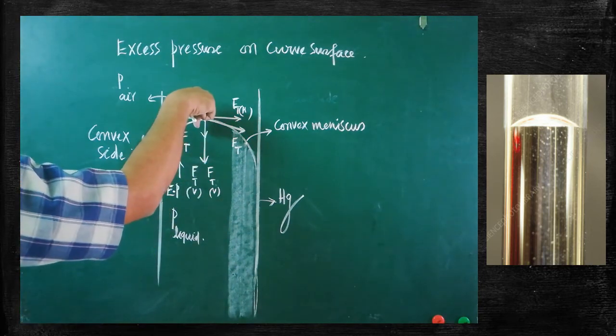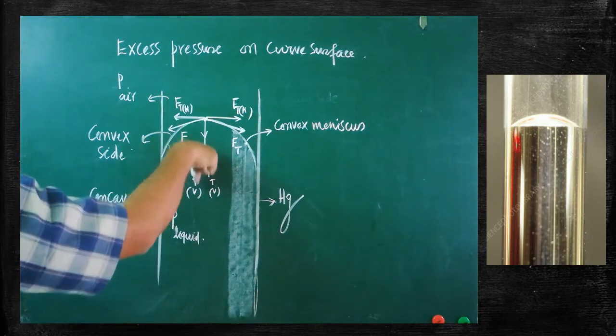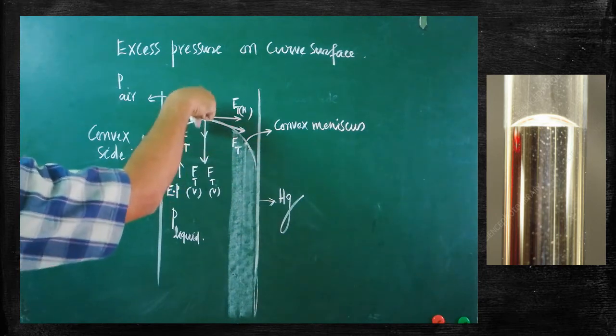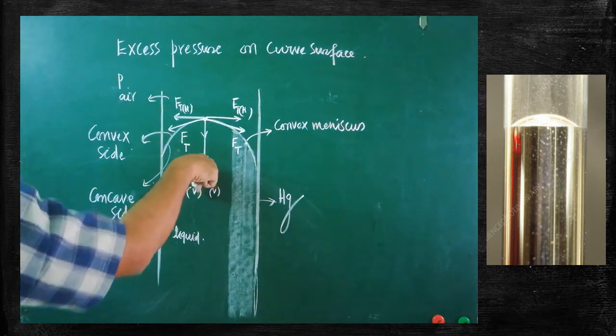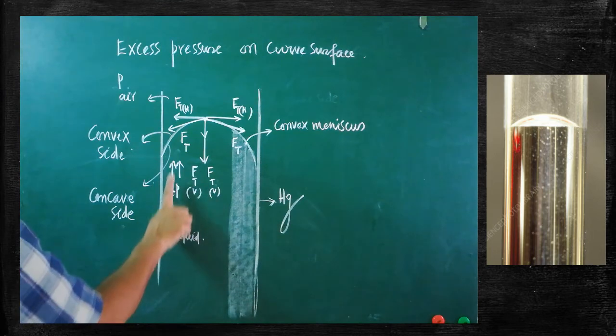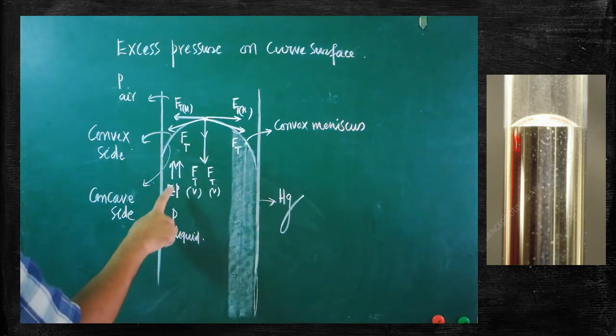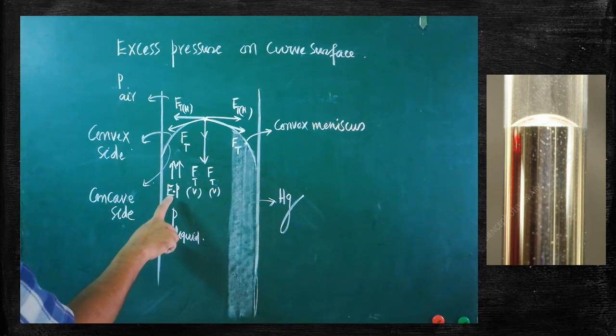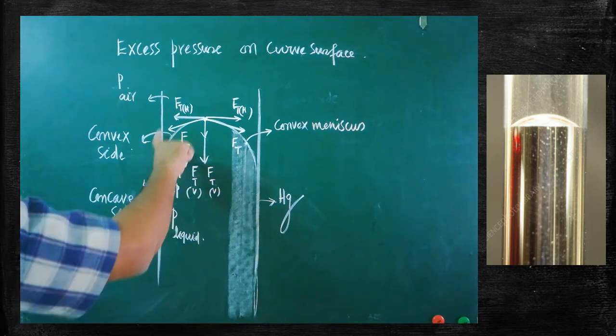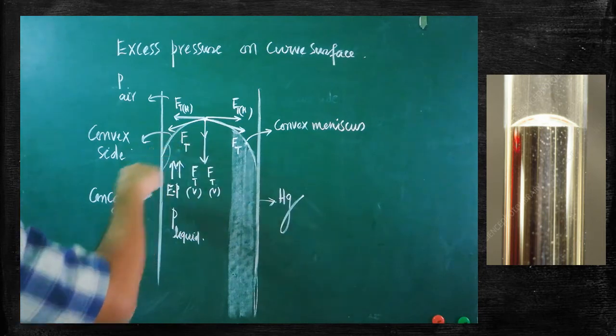So this is the downward force. Is it clear? This is the net force acting due to the vertical component. This is the force due to excess pressure. So the force due to the vertical component and the force due to excess pressure, both of them are in equilibrium. Therefore the surface is curved in nature. Understood?